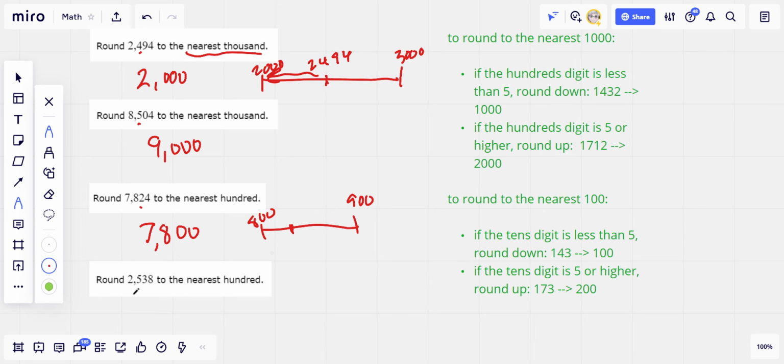All right, one more. We've got 2,538 to the nearest hundred. So the 2,000 is just going to come along for the ride. With this 538, we look at the tens digit. That is lower than 5, so we round down to 500 because this chunk is between 500 and 600. So that is a little bit of work with rounding to the nearest thousand or the nearest hundred.